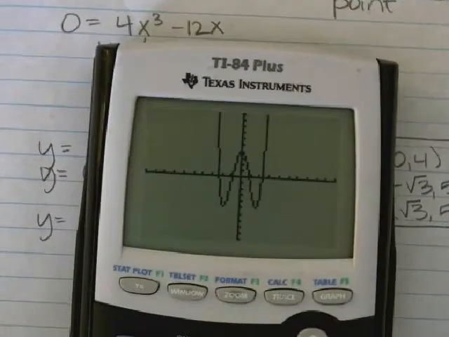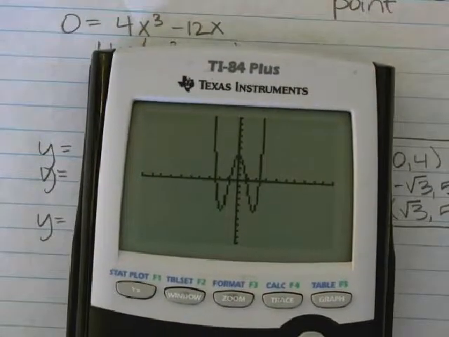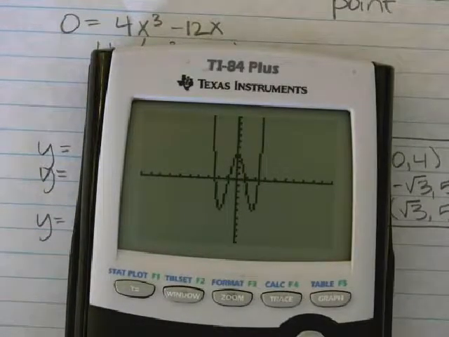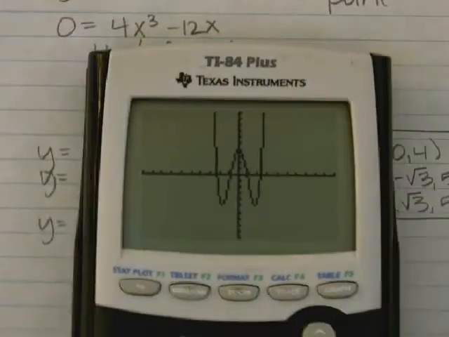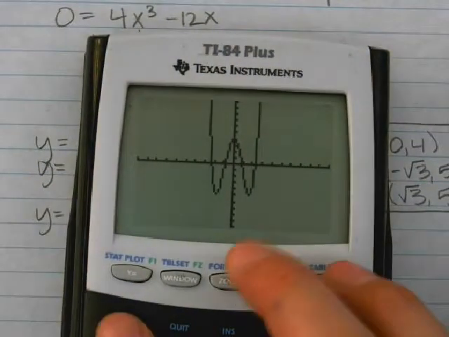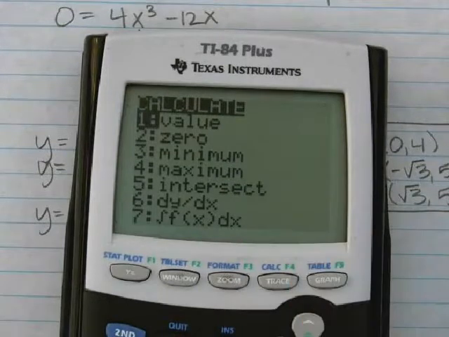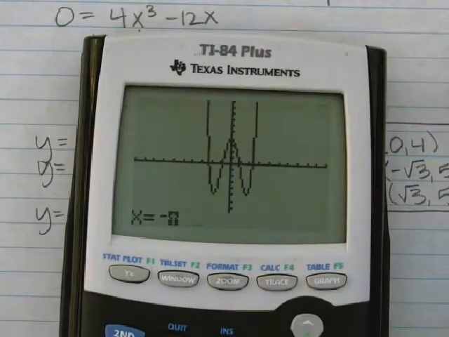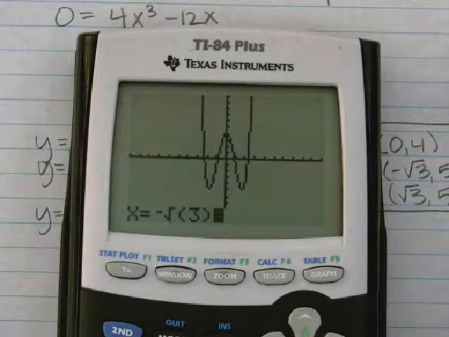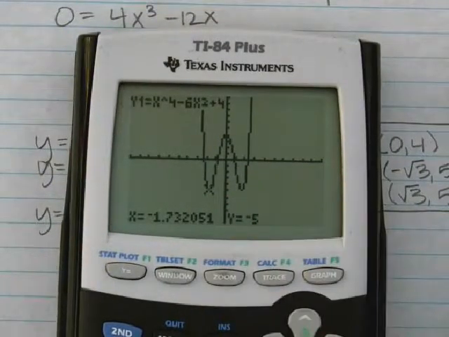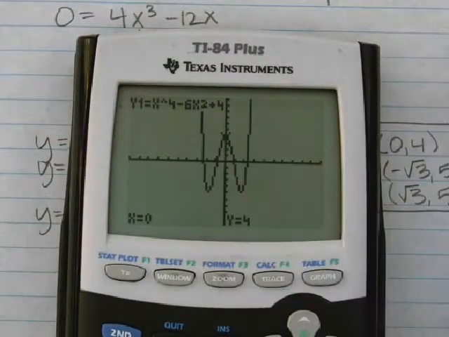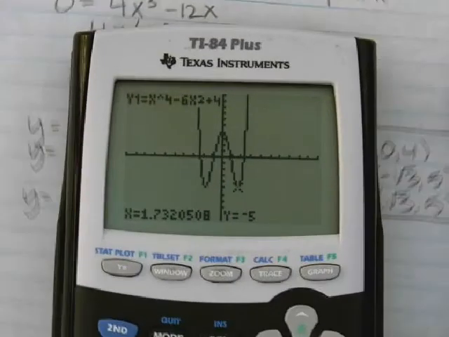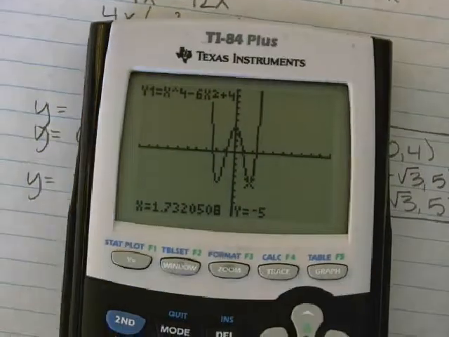Can you guys see, if you look at this picture, how it has the horizontal tangent line at those 3 points? Negative root 3, positive root 3, and 0. And if you want to make your calculator look at it, you can hit second trace and option number 1 for value and just plug in those x values and see where it's telling you that that is on the graph. So there's negative root 3 down there. Yep, horizontal tangent line makes sense. 0 is right up there. Yep, that makes sense. And then square root of 3. Yep, that makes sense.